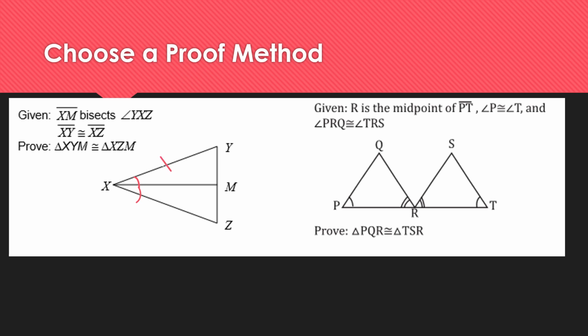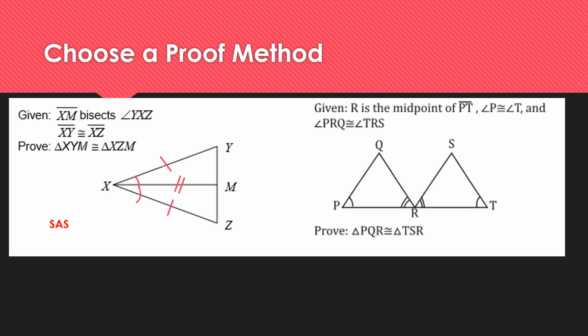And then we got XY is congruent to XZ, so then we know that's a side. And then we want to prove that these two triangles are congruent. So again, we can see that these two triangles share a side, so we know that that's the reflexive property. So for this one, we have SAS, S-A-S, because we have a side, we have an angle, and we have another side.